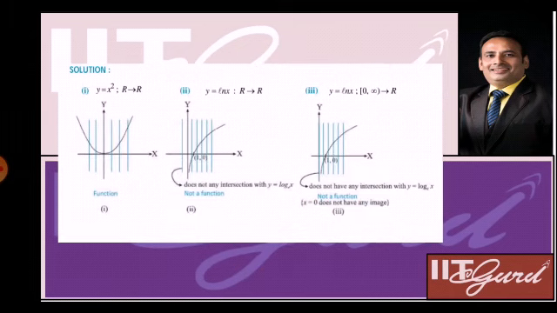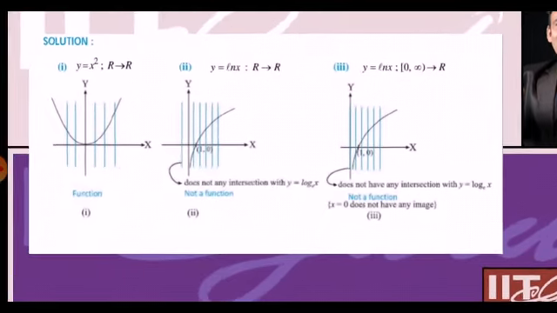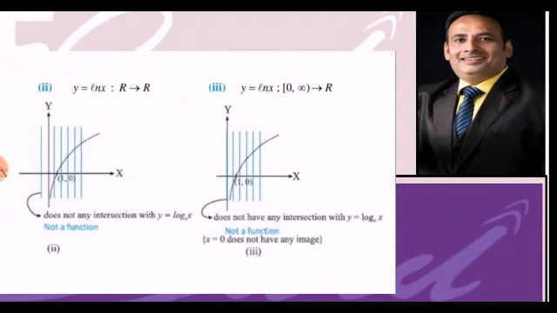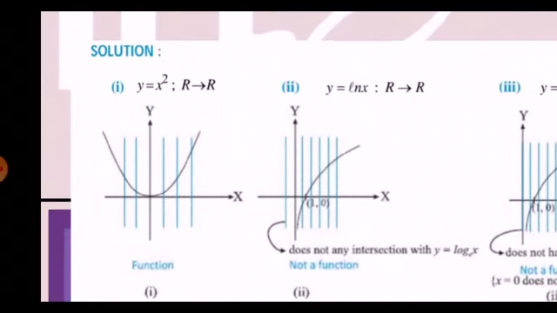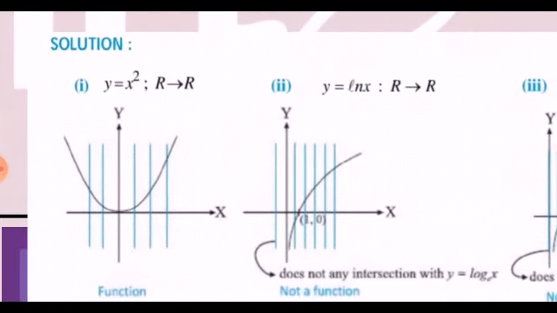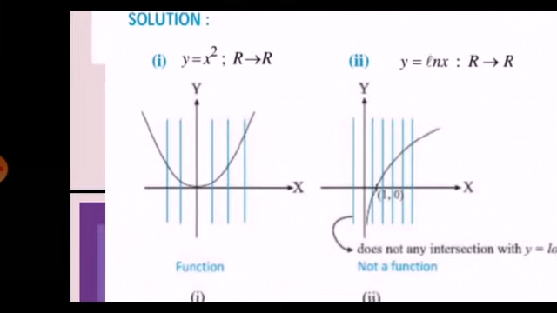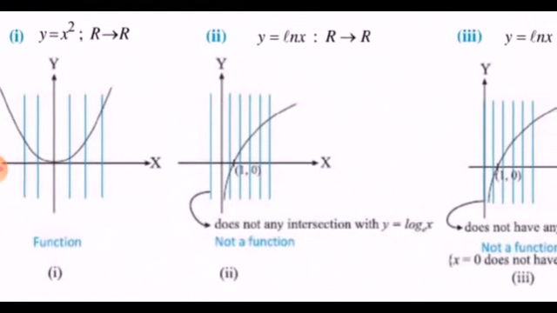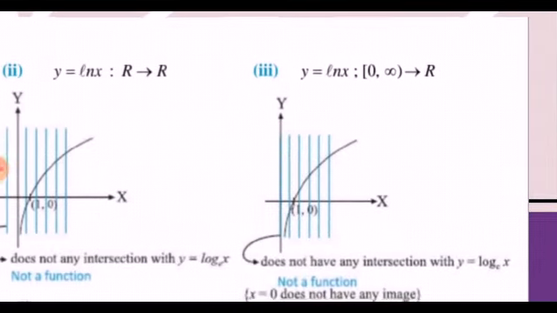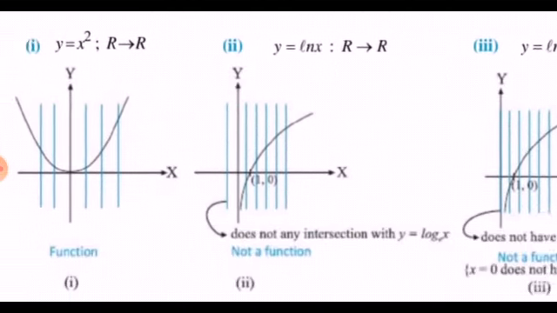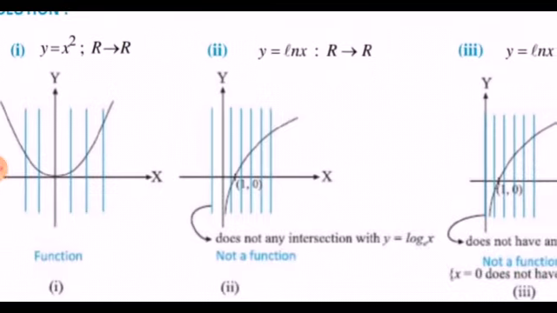You see y equal to x square once again. So this is the solution over here. So y equal to x square, here this is the graph R to R. We are drawing a line parallel to the y axis. You see y equal to x square, this is a function, yes. And if you see the second part, y equal to ln x, but here the domain is R, and the range is also given as R.